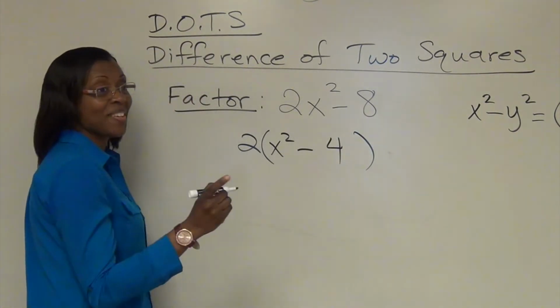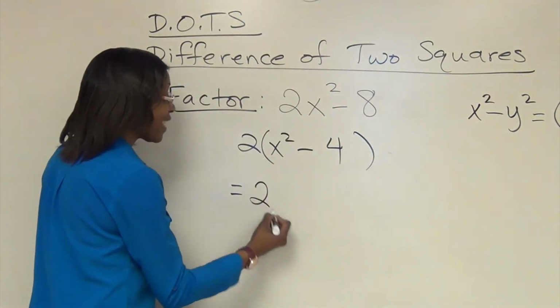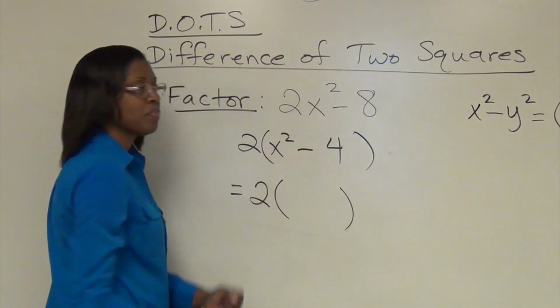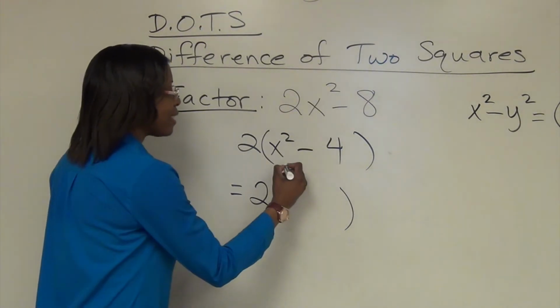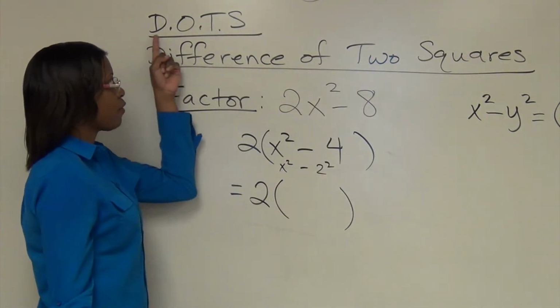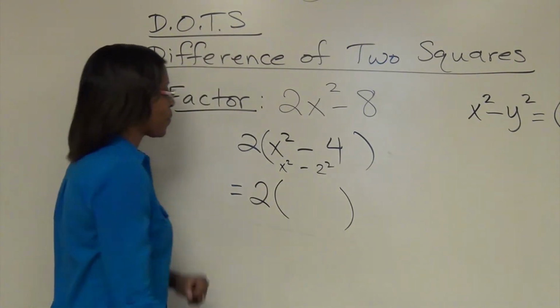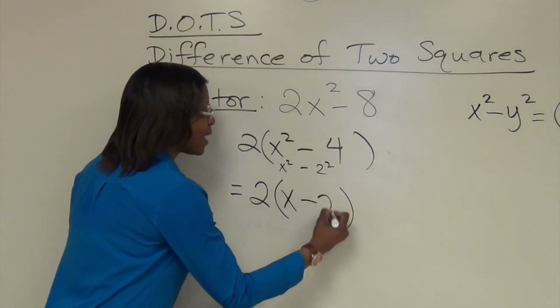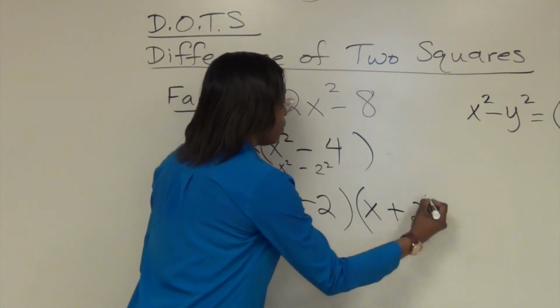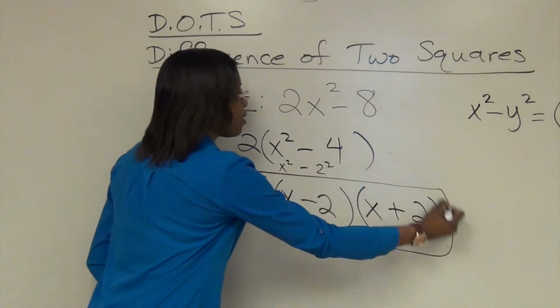All right, now you have to factor again. So we took out 2. Now, what does this remind you of? The difference of two squares. This is x squared minus 2 squared. DOTS. Difference of two squares. That's where it comes from. All right, so we got x minus 2 times the quantity x plus 2. And that is our factored answer.